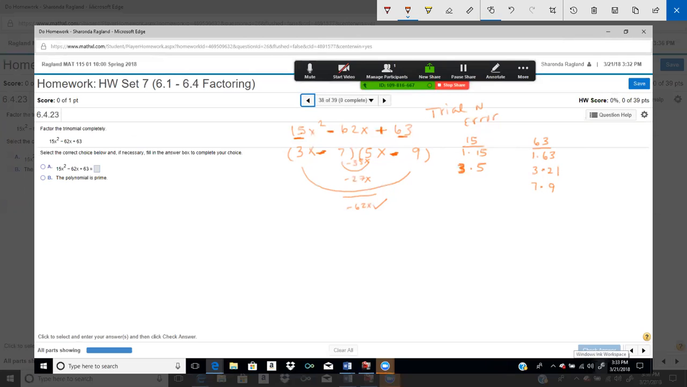Okay, if you had started off with the 1 and 15 and then went down the list and saw that didn't work, then you had to go down, do it with the 3 and the 5. So we found it. Okay, and so if you had gone down the list with both and nothing worked, then we would say the polynomial is prime. Okay, this is called trial and error. So your factors are 3x minus 7 and 5x minus 9. Good.